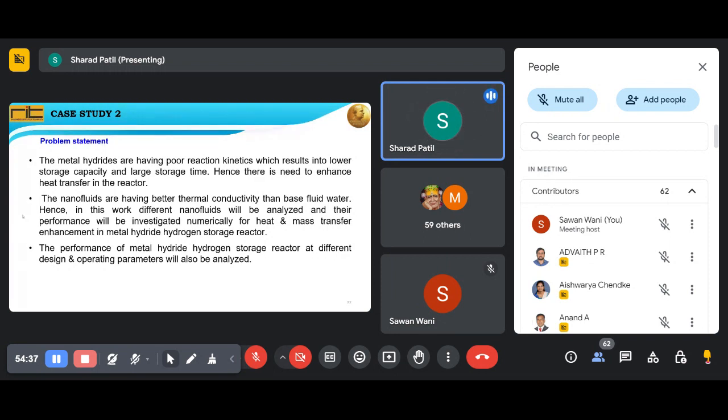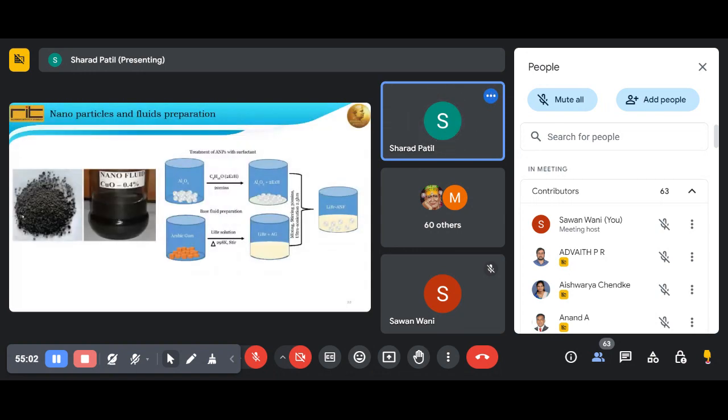So we have decided to check whether we can opt for nanofluids in the base fluid so that there will be an improvement in the heat transfer in the reactors. If there is a heat transfer improvement, then the performance of the metal hydride hydrogen storage reactor at different design and operating conditions can be analyzed, and we are going to check whether there is an improvement in performance or not. Okay, so see here, these are the kinds of nanofluid particles.